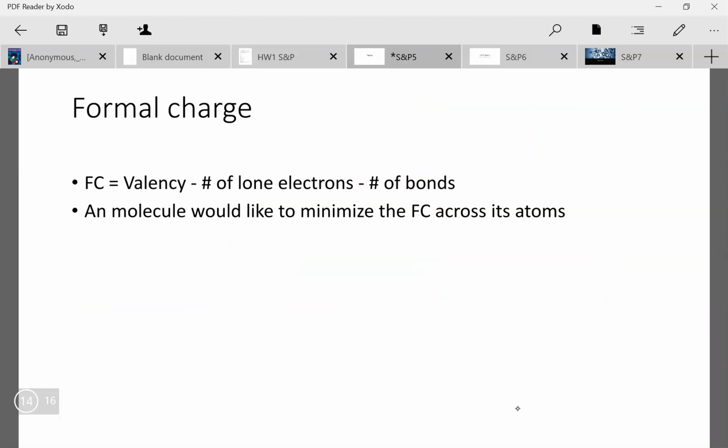So formal charge, there's different ways of defining it. Again, if you look up something where you have non-bonding electrons minus bonding electrons divided by 2, it's kind of the same thing. Essentially, you would like to do the valency, which is the number of valence electrons minus the number of lone electrons, not lone pairs, actual number of lone electrons, minus the number of bonds that the atom has.